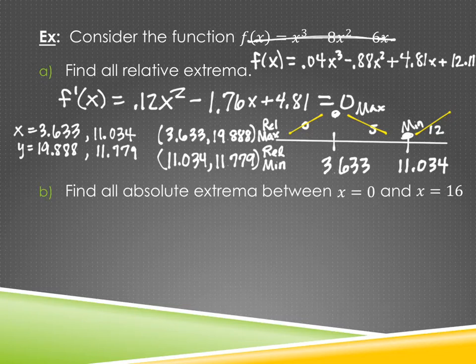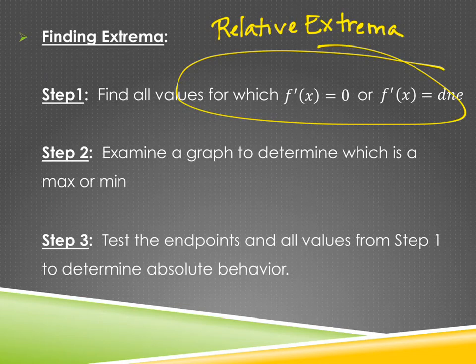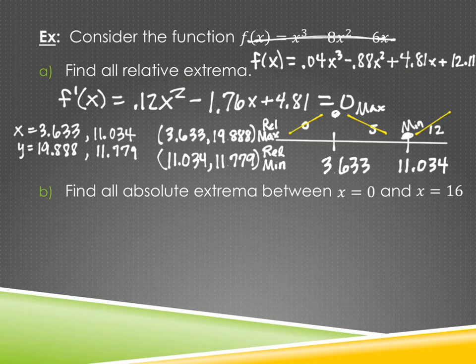Part B says find the absolute extrema. So when you have the absolute extrema, you're halfway there because you already found the relative extrema, and that was step 1 back over here. You already have 2 points as contenders, as long as they're in the interval between 0 and 16, and they are. X was 3 and 11. So these are contenders for being the absolute extrema.